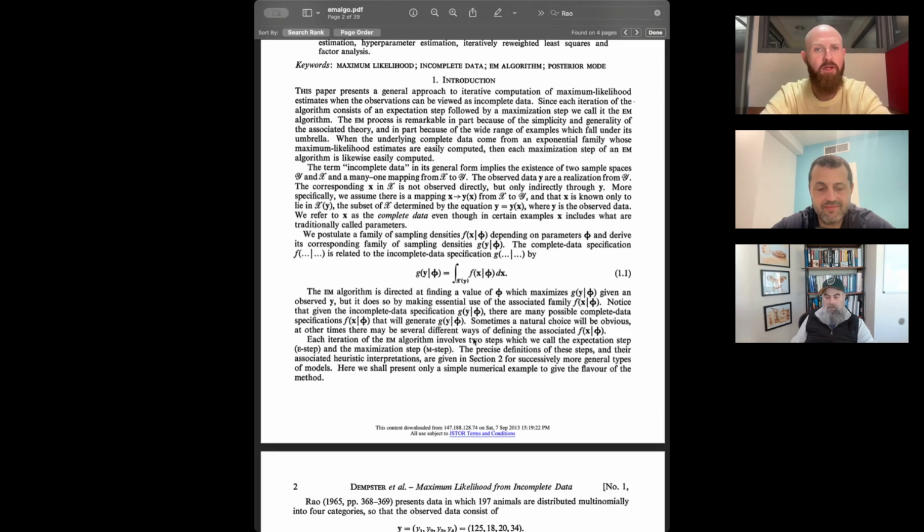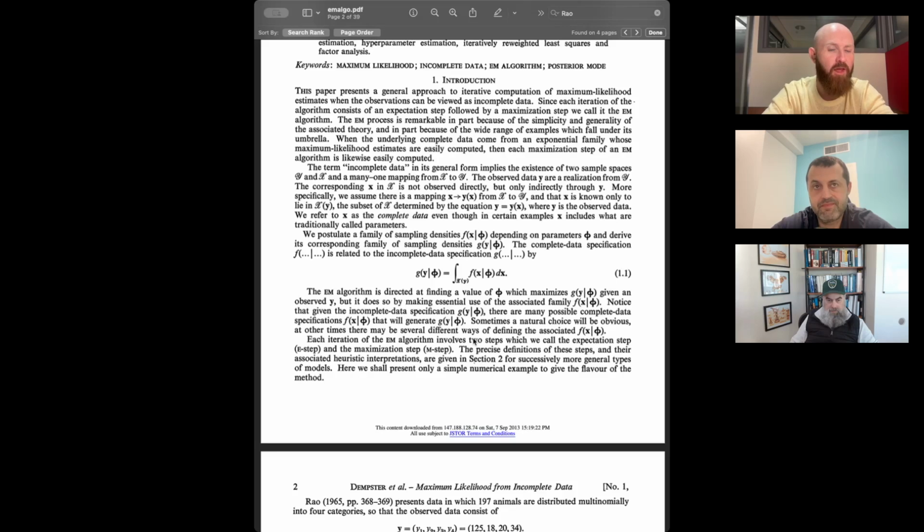And they say, since each iteration of the algorithm consists of an expectation step followed by a maximization step, we call it the EM algorithm. Usually maximum likelihood is only maximization. So now they added another step. You calculate the expectation of the things that are missing, of the missing data. So in a sense, it's quite intuitive.